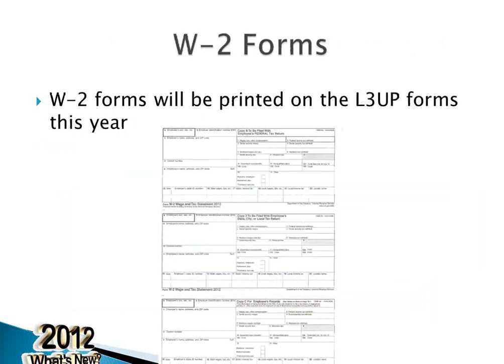Another change this year for 2012 are the W-2 forms themselves. The W-2 forms will be printed on the L3 Up forms this year, which is available here. Most of you we have already contacted to make sure you have already ordered your forms. If not, you can contact our office. We can recommend our local vendor, or you can contact your local vendor. Either way is fine, as long as they know that you need to order the L3 Up forms.